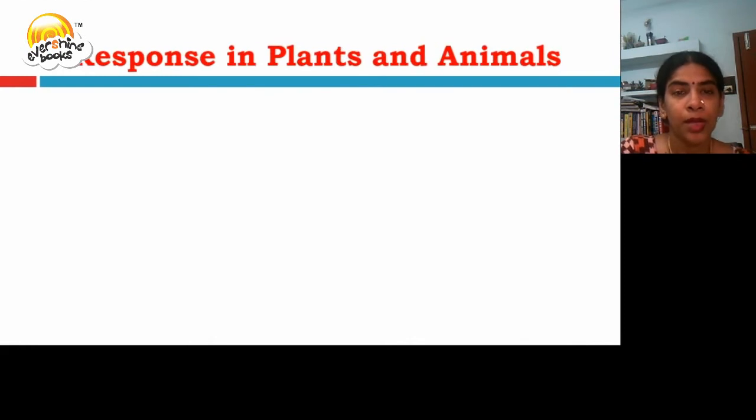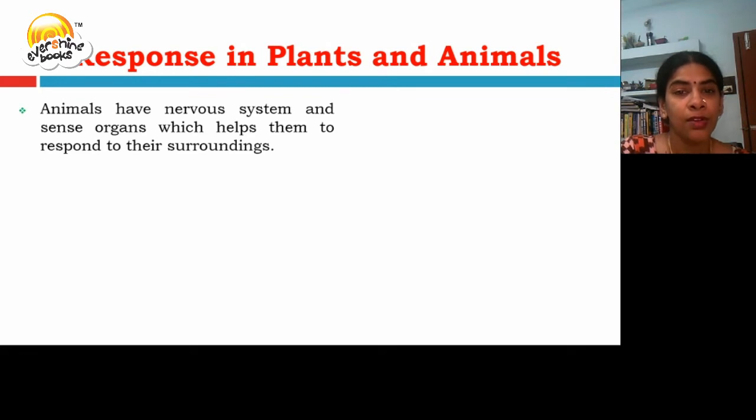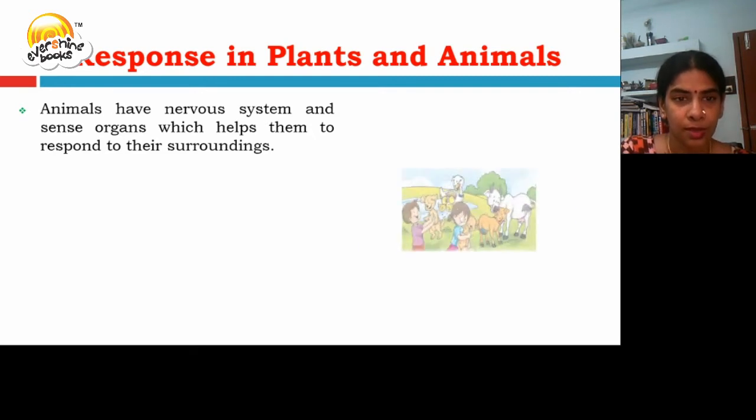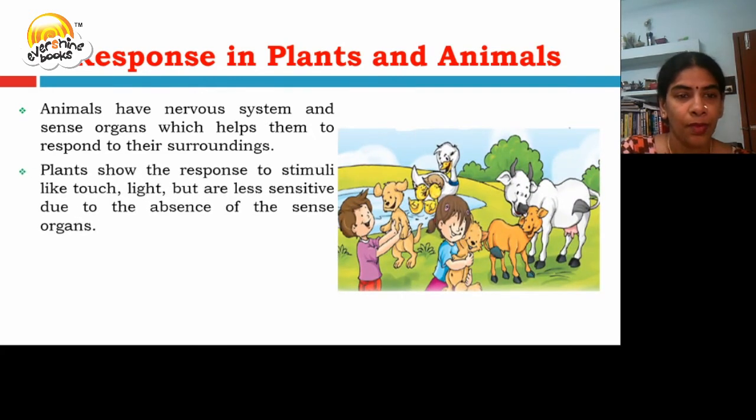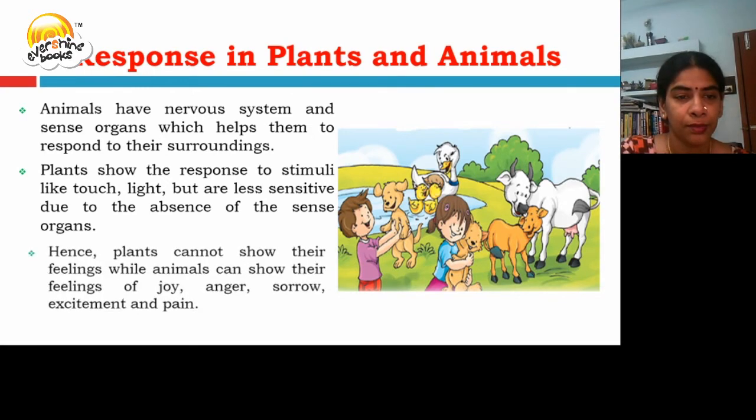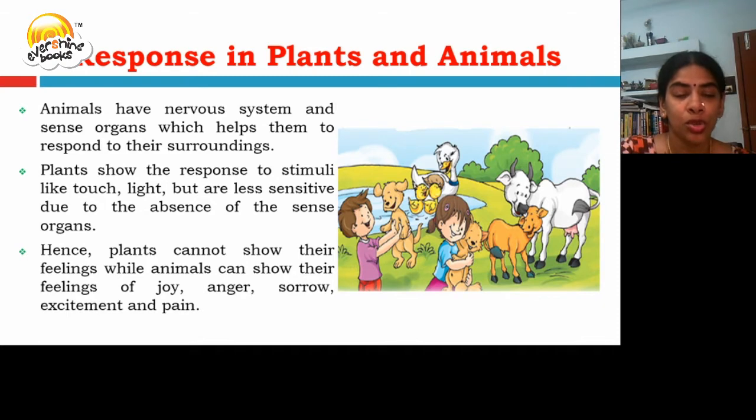Let us compare the response in plants to the animals. Animals have nervous system and sense organs which help them to respond to their surroundings. Plants show the response to the stimuli like touch, light, but are less sensitive due to the absence of sense organs. Hence, plants cannot show their feelings while animals can show their feelings of joy, anger, sorrow, excitement, and pain.